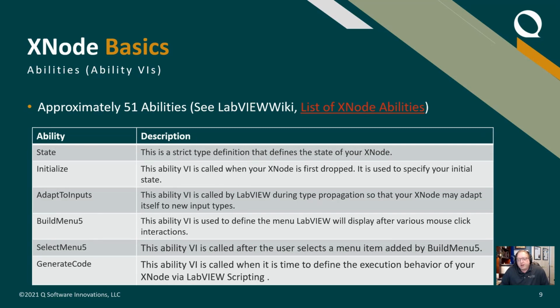And then ultimately generate code is the scripting code necessary to create what's going to be the code at execution time. So generate code is where you basically create what's going to be the node's operation at execution time.